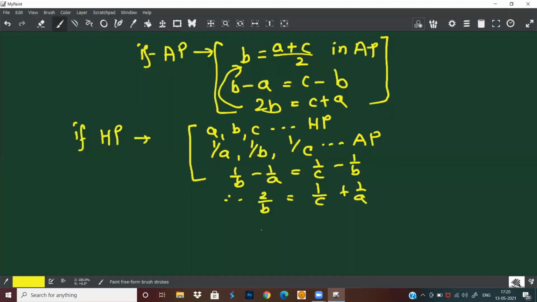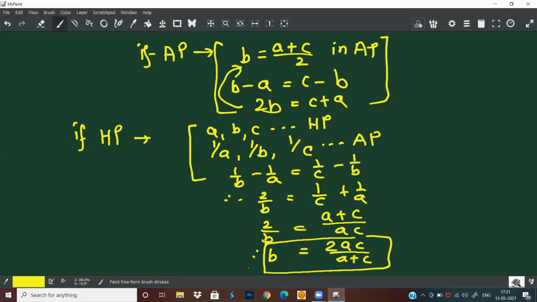I'm just showing you the logic. 2 by B is equal to A plus C upon AC. Invert it, cross multiply, B is equal to 2AC upon A plus C, if three numbers are in HP. Okay?